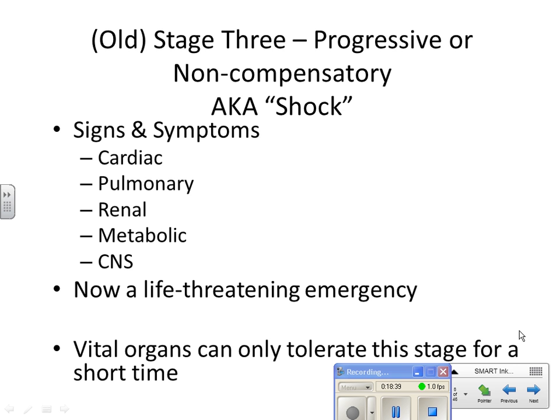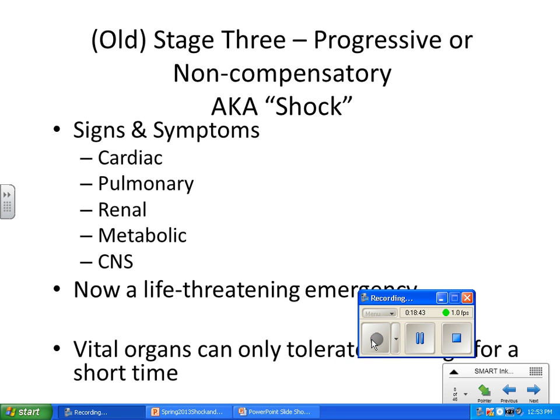Okay, let me pause this. So stage 3, and then I will recap stage 4. So ignore the previous stuff that I said about stage 4.